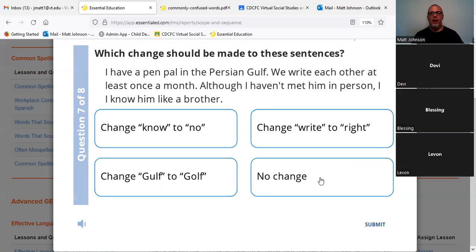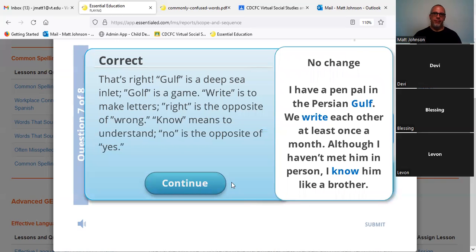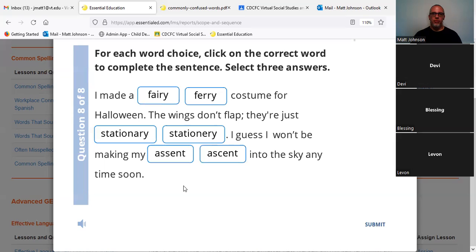But I have a pen pal in the Persian Gulf. We write each other at least once a month. Although I haven't met him in person, I know him like a brother. So no, that's another one they're trying to make you look at. But you'll realize everything in here is correct. There's no changes that need to be made. Yeah, right. So it says golf instead of gulf. Right. So there's another one, write. So here, just making sure that we understand that those were all correct usages.